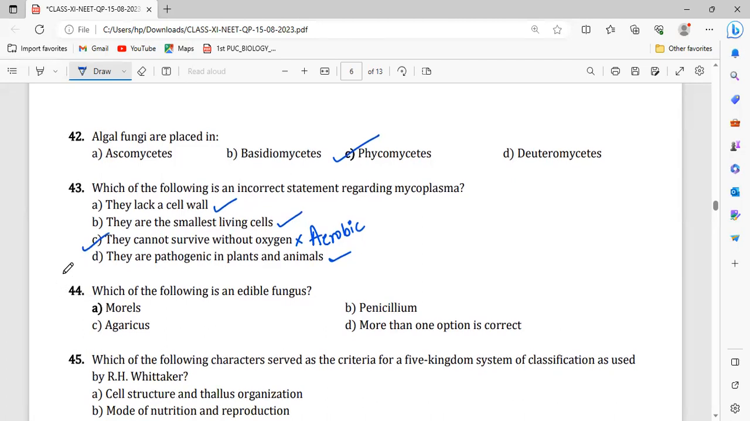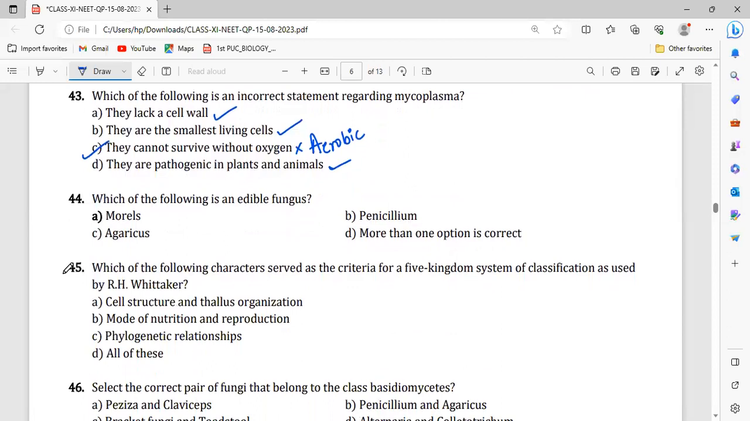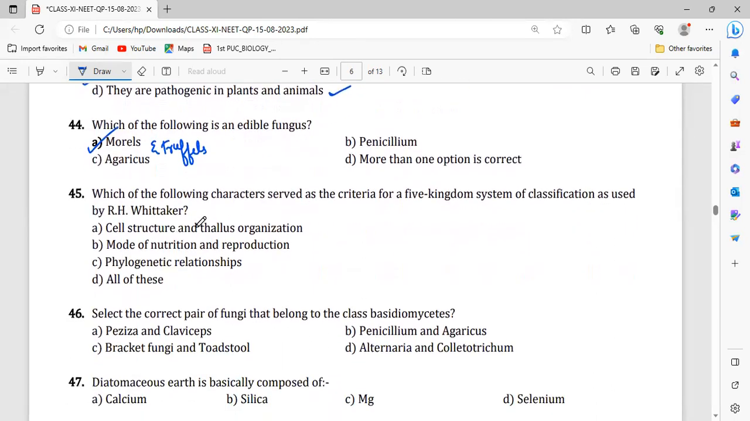That is incorrect. Which of the following is edible? So here, morels is edible. Morels and truffles. So these are the edible fungus.